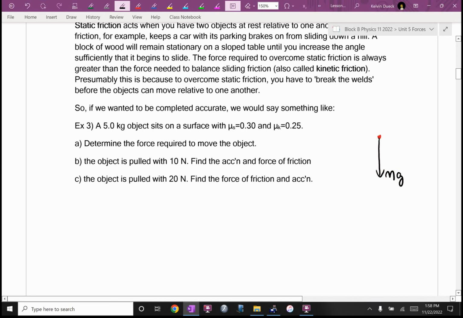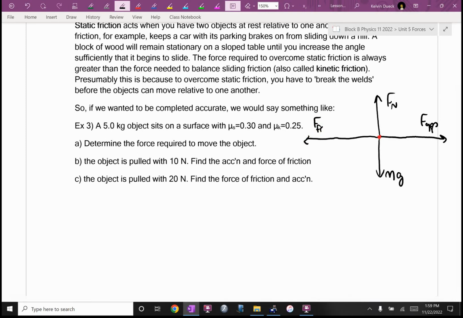Bigger, smaller, or the same size as mg? What else? Well, it's asking me to find the force required to move the object. Really, it's asking me to find an F applied. Okay? And if we're finding the force required to move it, the tipping point is when friction is exactly the same size as F applied. As soon as you pull harder than that, it'll accelerate. Okay? So for part A, what's the force required to move the object? I'm going to argue that F applied is going to be the same size as friction.